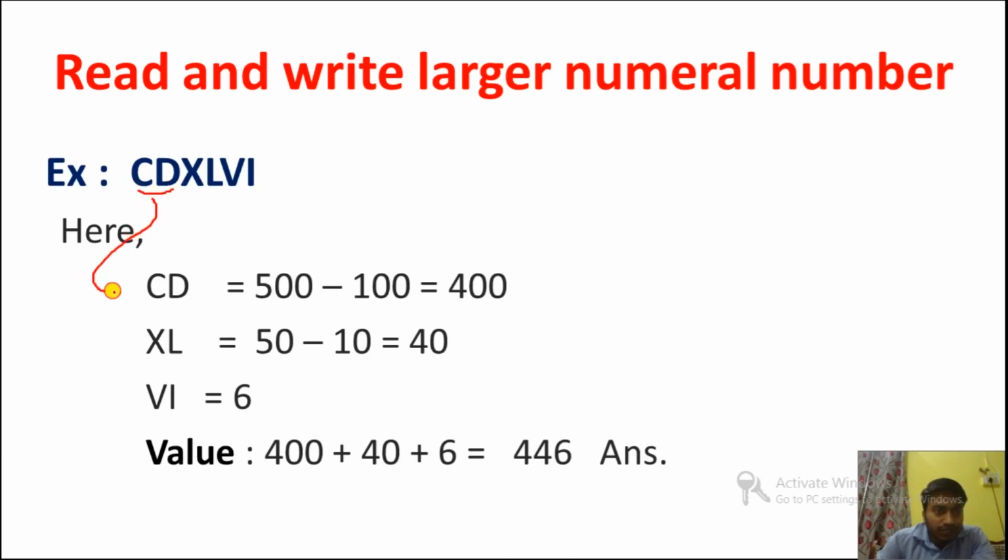So take this one, CD. So value of D you know very well, 500 minus value of C, 100. When you subtract, you will get 400. Clear?